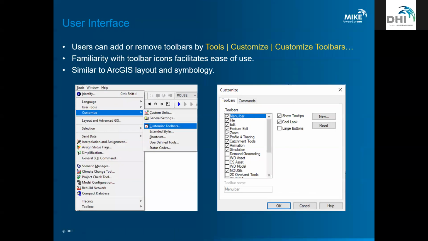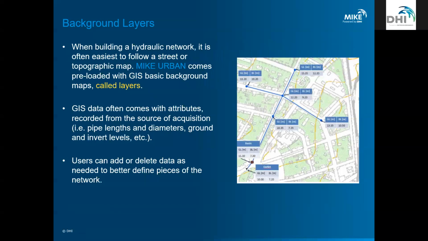All right, as I mentioned before, background layers are really useful. You can get street level ones, you can get world imagery. It's just really useful when you're building a new network and making sure everything is aligned if it's not all directly imported based on coordinates. So in Mike Urban, we call these layers, and you add the layers in the background. You can turn it off.